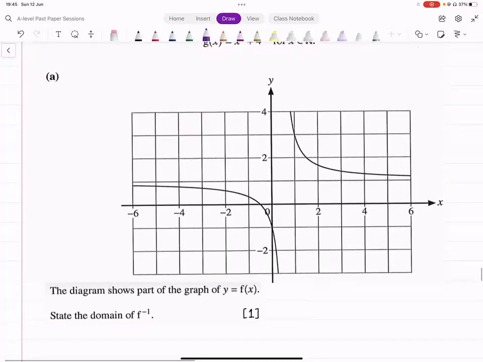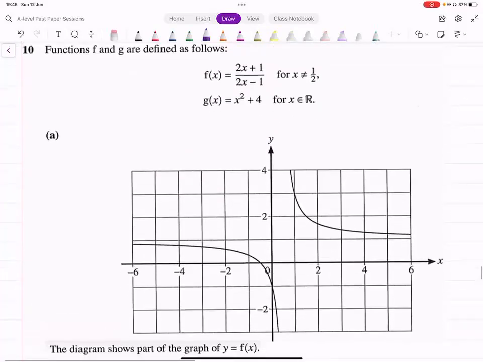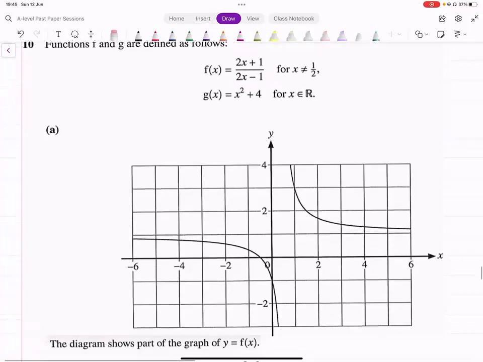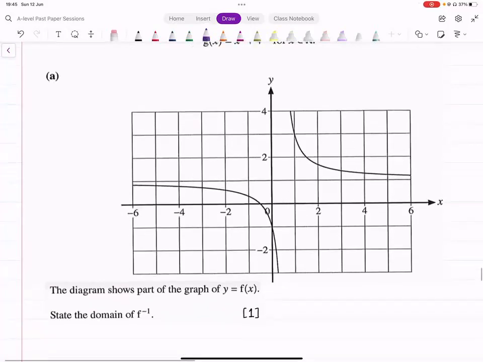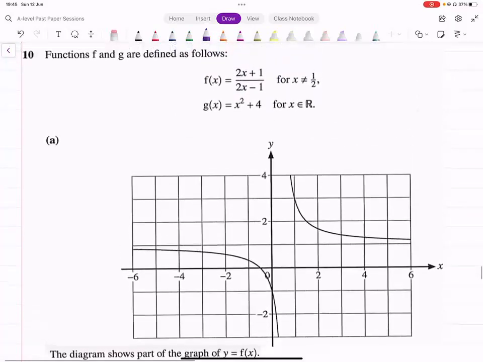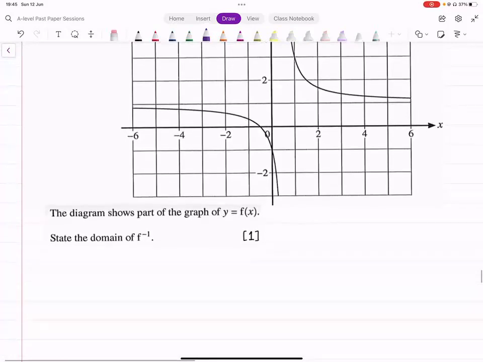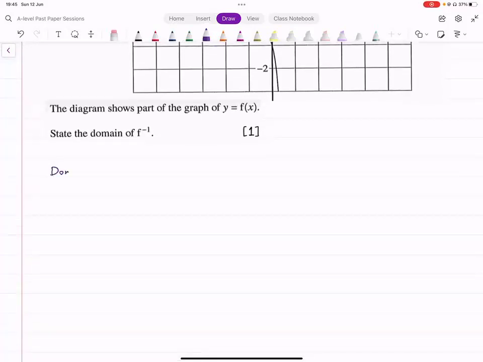This diagram shows part of the graph of y equals f of x. Okay, so this is the graph of this function, f of x. And we need to find the domain of f inverse. Okay, and it's just a 1-mark question. Let's think about this. So we've got the function f of x. We have to find the domain of f inverse. Now remember, domain of the inverse function is basically the same as the range of the original function. So domain of f inverse is basically going to be the same as the range of f of x.